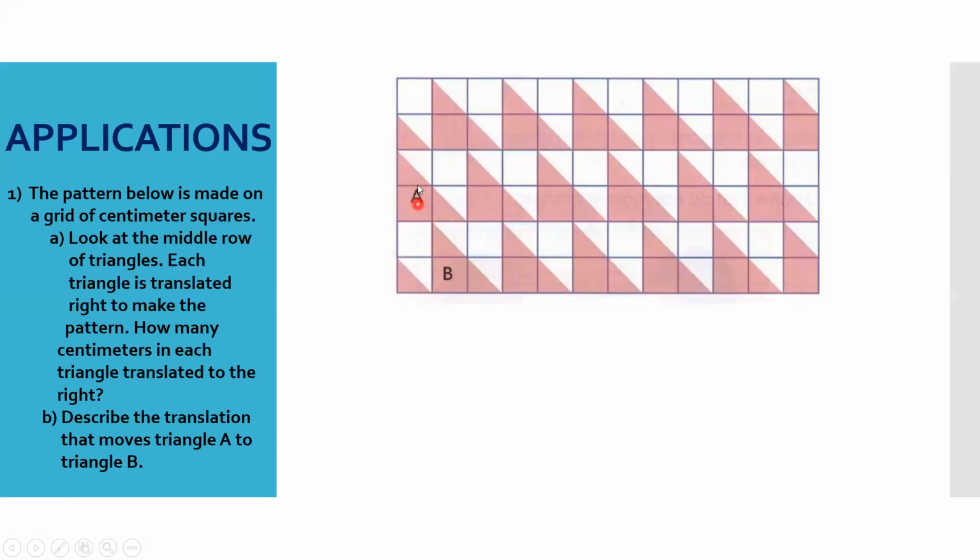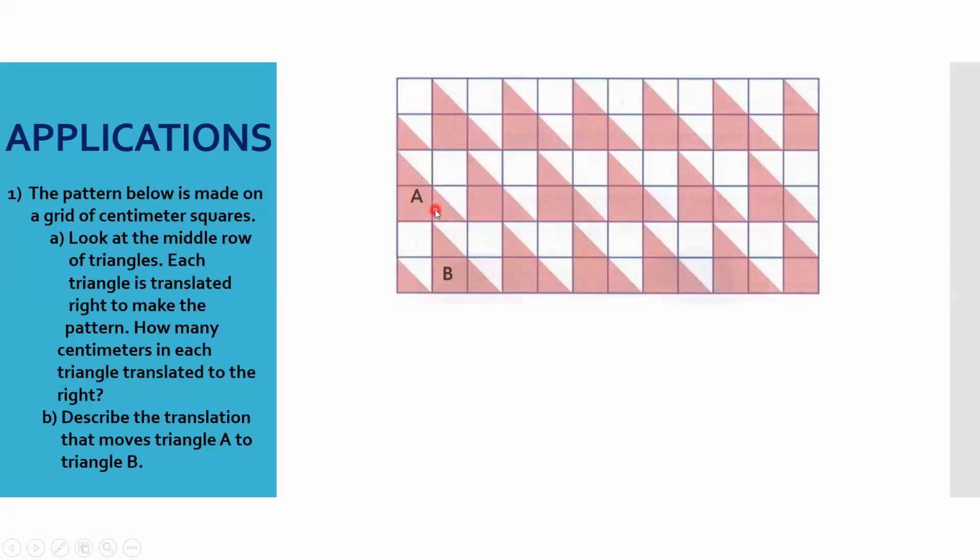Now look at this part. This triangle exactly moved to this particular position that results in this triangle. So actually the question is, how many centimeters in each triangle translated to the right? We need to know how many centimeters this particular triangle translated, which results in this complete whole row. So this is 1 centimeter and this is 1 centimeter. So actually this whole triangle needs 1 centimeter plus this 1 centimeter. So totally 2 centimeters they need to translate it to this row for obtaining this particular triangle.